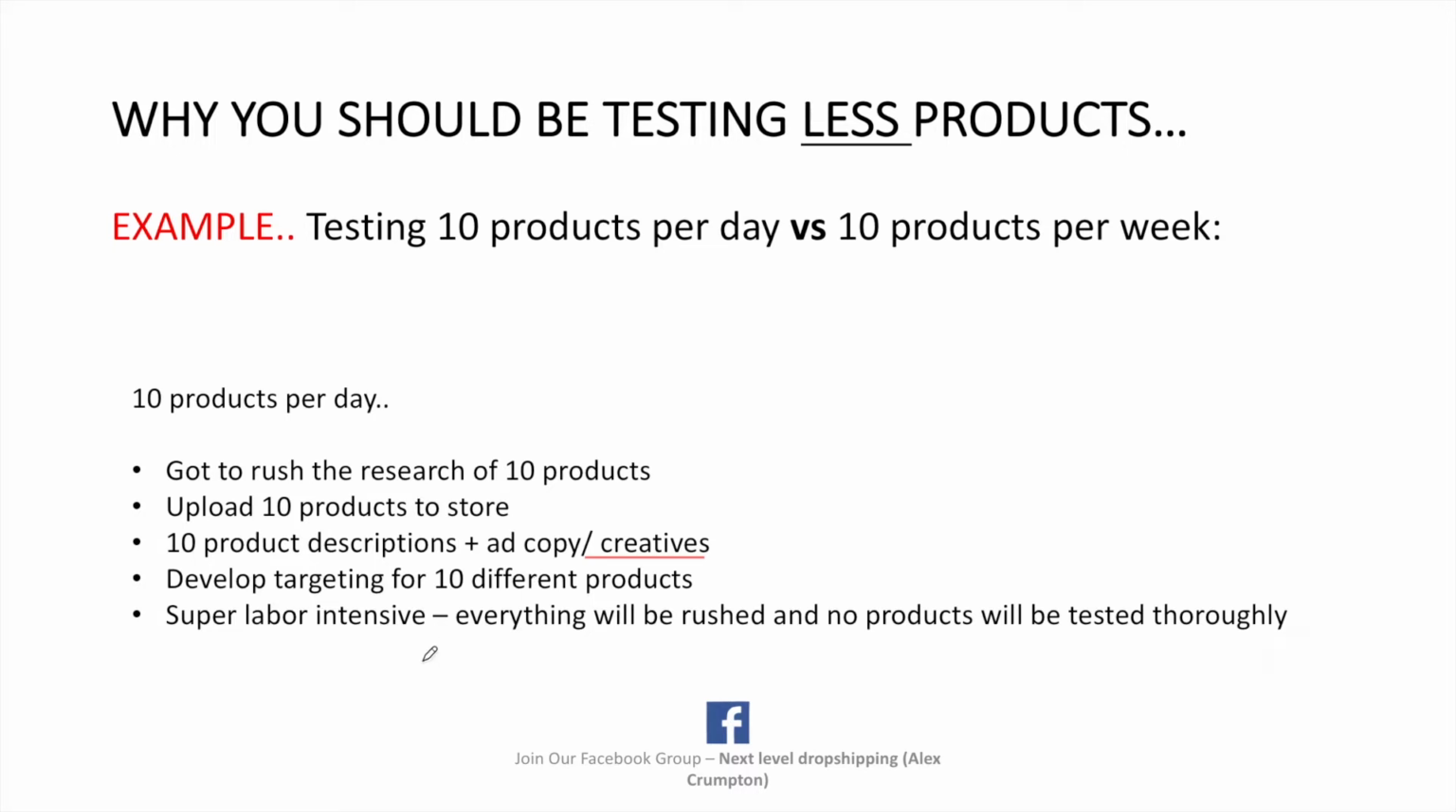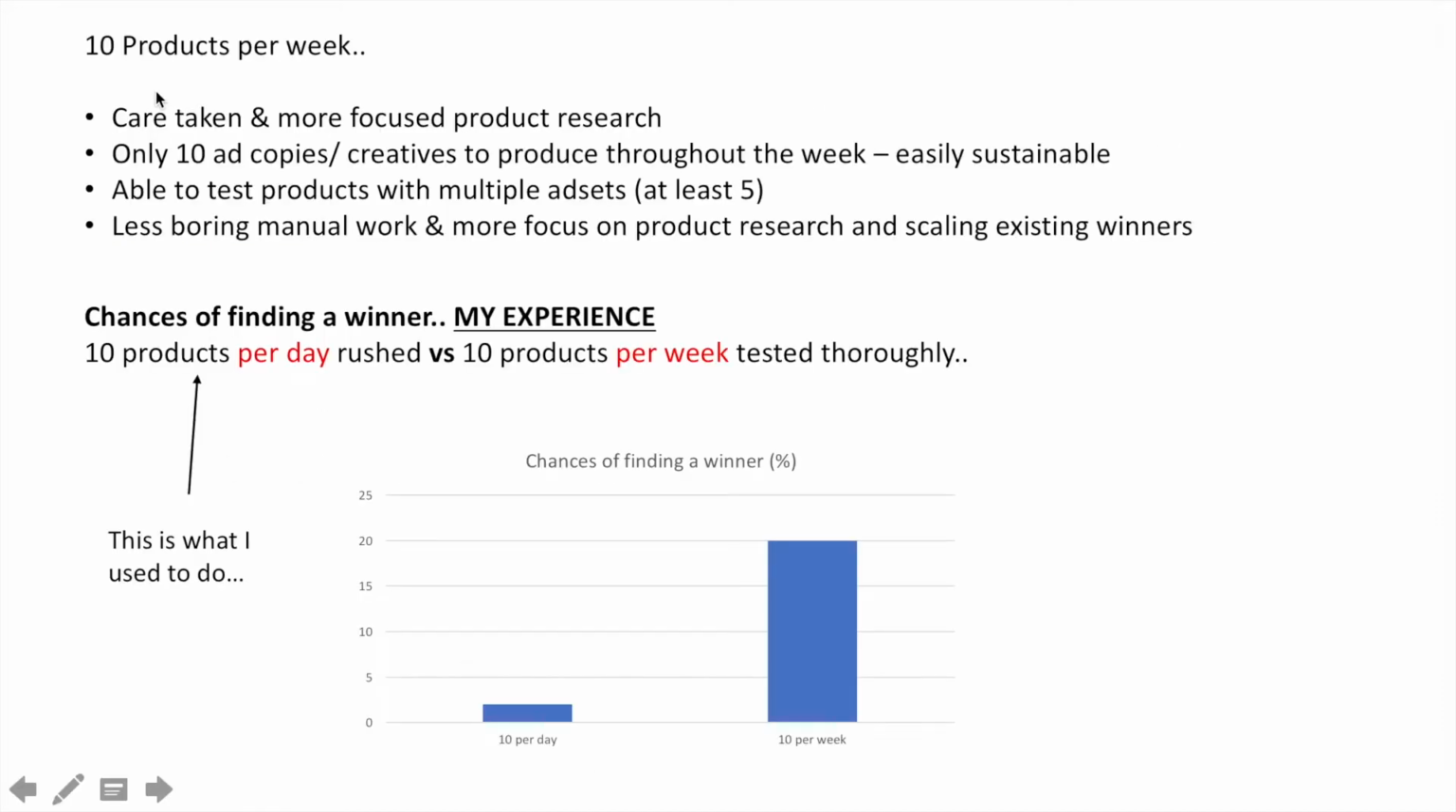And to do all that, it is super labour intensive. And because it's super labour intensive, particularly if you're working on your own and you haven't got a team of VAs or anything like that, the quality of your work is going to be really poor. Your ad copies and creatives aren't going to be great. Your targeting is going to be off, and you're not going to be able to thoroughly test each product, and so you're going to quickly exhaust your testing budget, and so the chances of finding winning products are much lower, as opposed to doing 10 products per week.